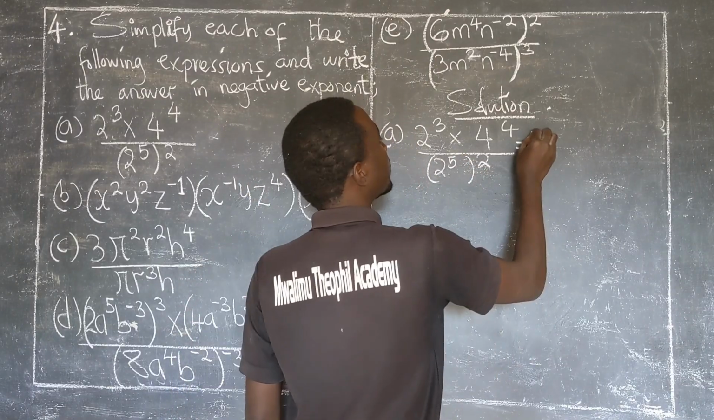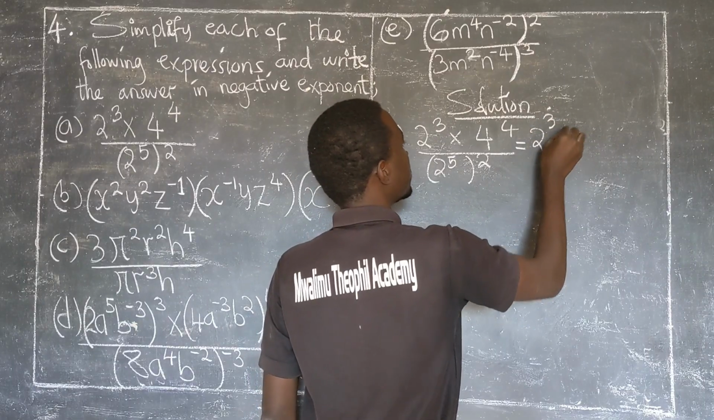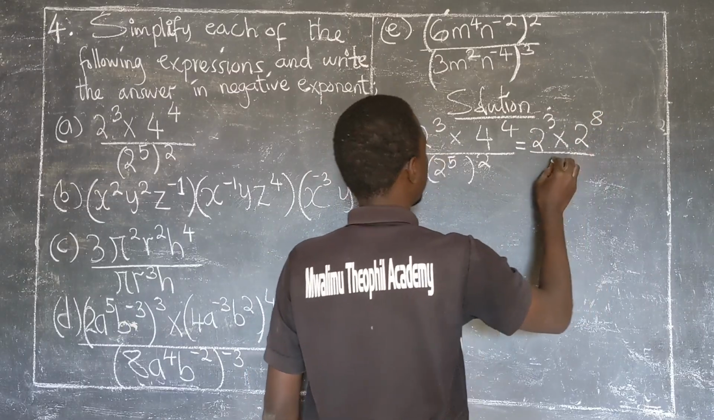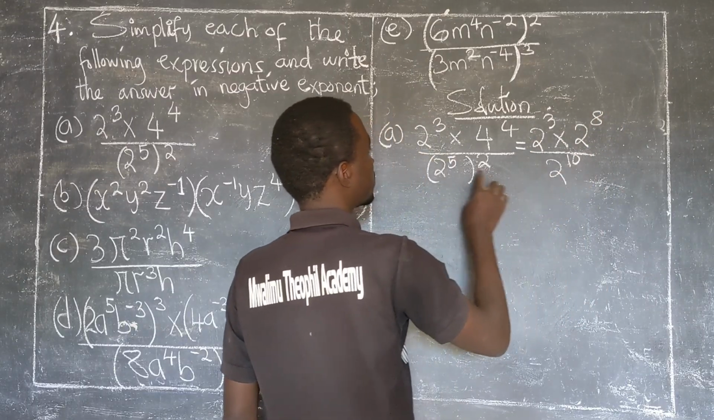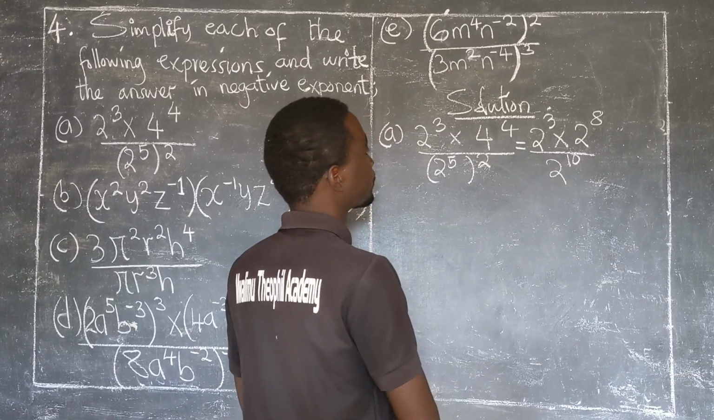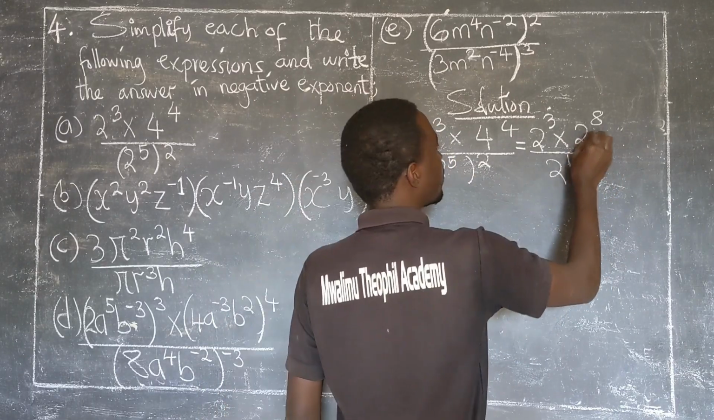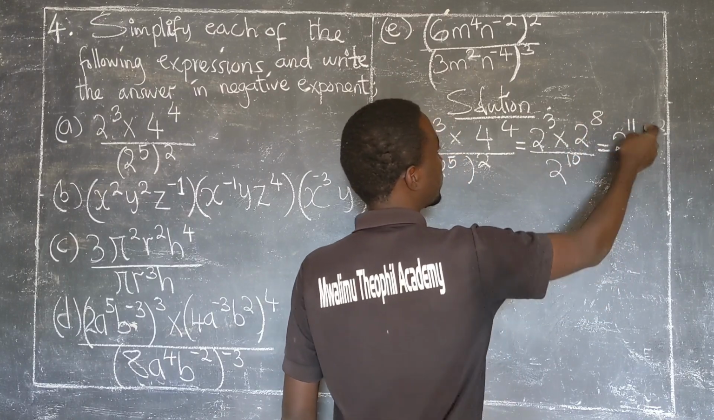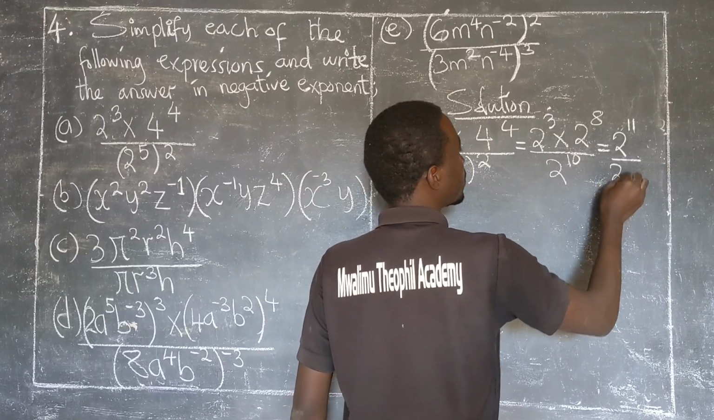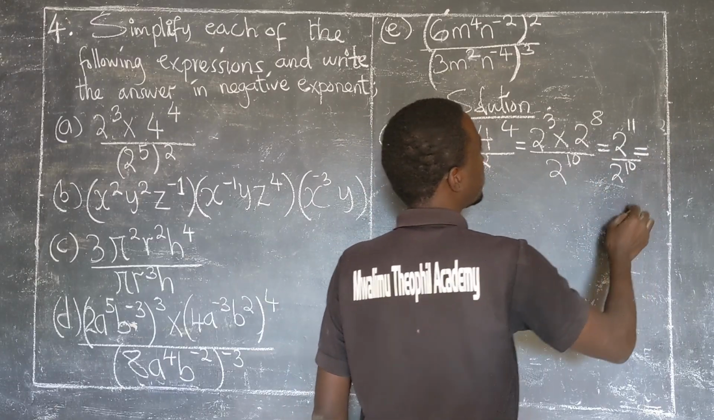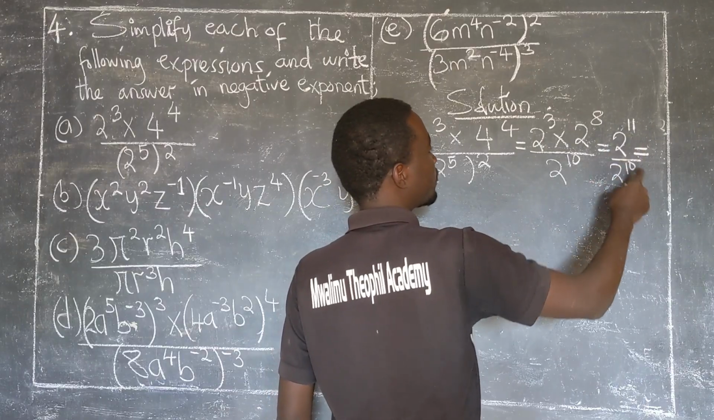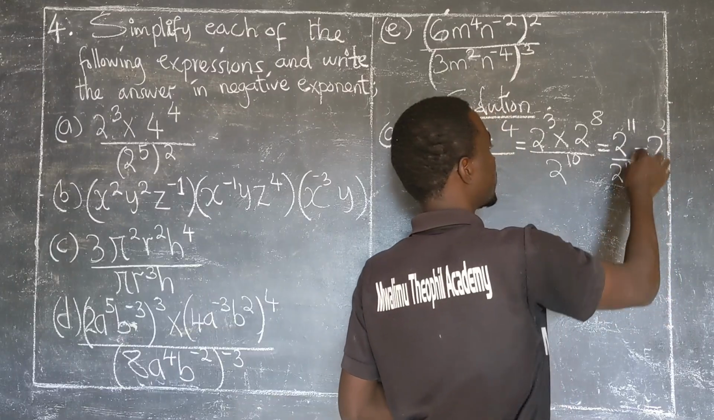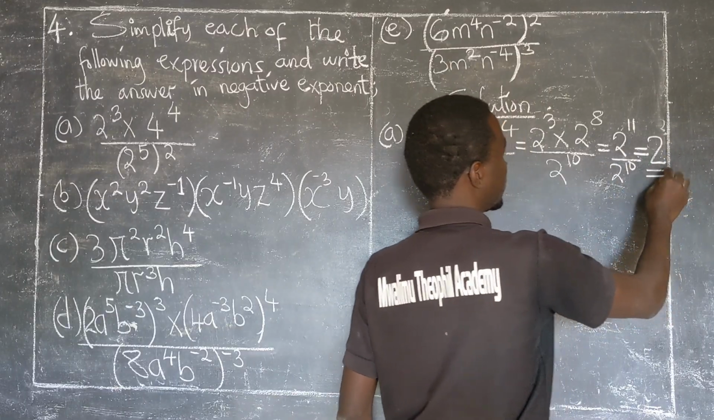2 raised to 3 times 2 raised to 2 times 4, which is 8, divided by 2 raised to 10, which is 5 times 2. This will be equal to, we take a single base 2 and we add the exponents as it is multiplication. Now we get 2 raised to 11 divided by 2 raised to 10. We are going to have 2 raised to 11 minus 10, which is 1. Now the final answer is 2.